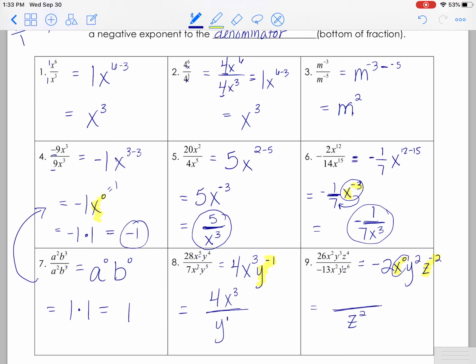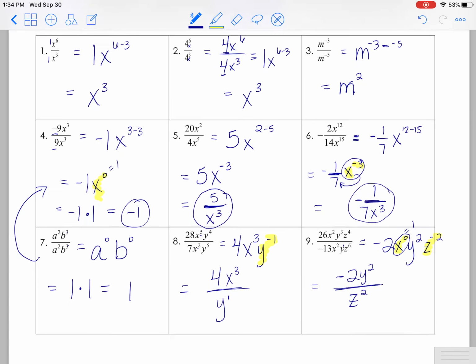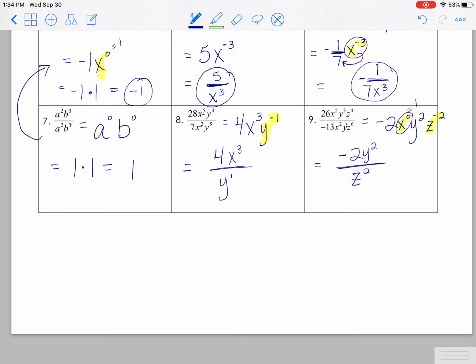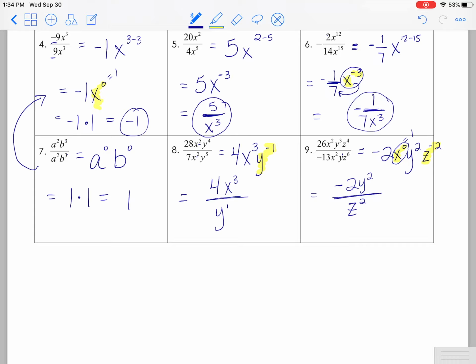Now I know this thing is the same thing as 1. And 1 times any of that is going to be what it is. That's your identity rule. So I'm actually just going to have negative 2y squared left at the top. Because really, if I multiply that by 1, that would be my final answer. Okay? So that's kind of the meat of our lesson for today.